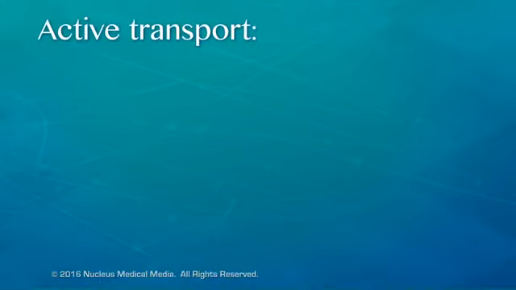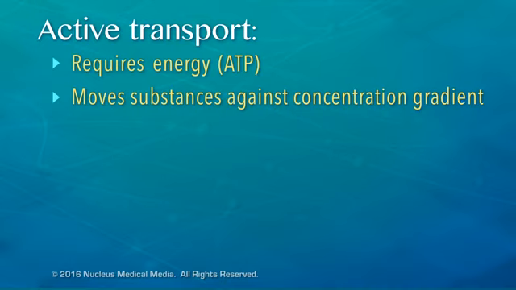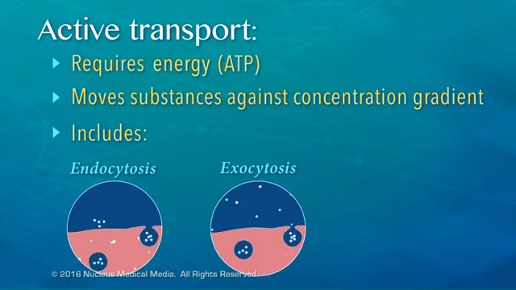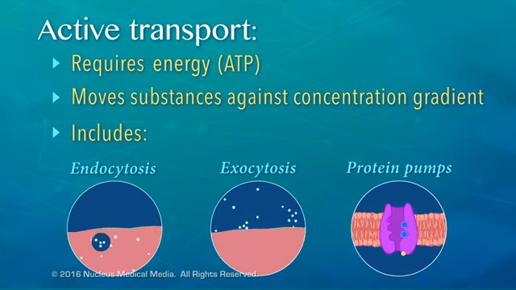In summary, active transport is when the cell uses energy to move substances in or out of the cell against the concentration gradient via endocytosis, exocytosis, or protein pumps.